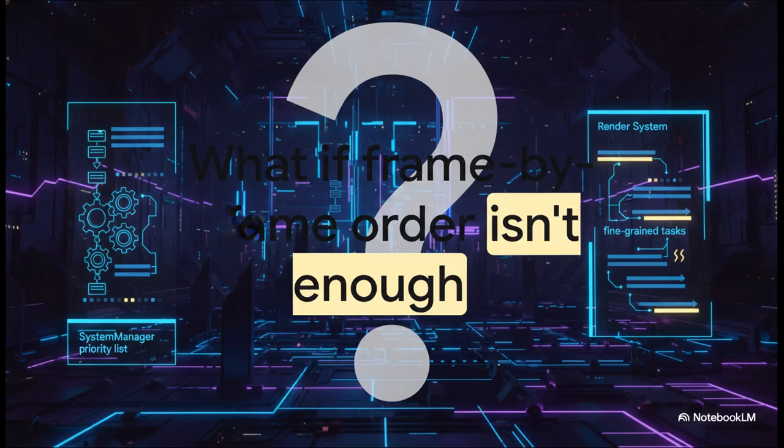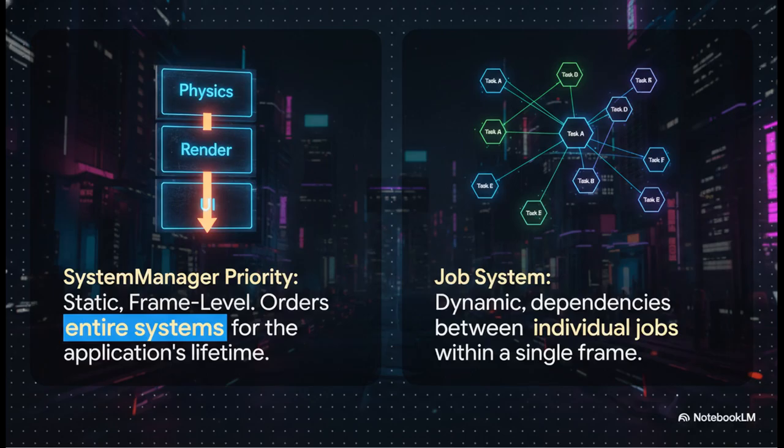Some of those steps absolutely have to happen in a specific order, but other parts could totally run in parallel to save time. And this slide nails the essential difference between our 2 schedulers. The System Manager priority is static and broad. It sets the order for entire systems for the game's entire lifetime. The job system, on the other hand, is dynamic and incredibly precise. It lets you define dependencies between individual jobs, giving you fine-grained, task-by-task control inside of a single frame.